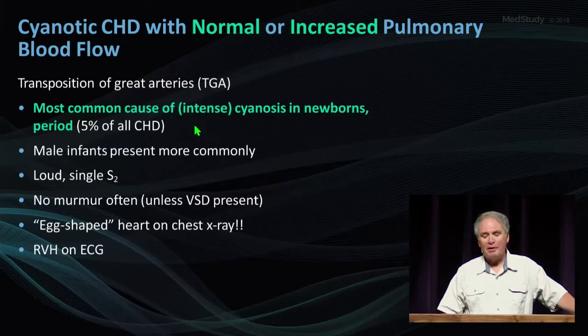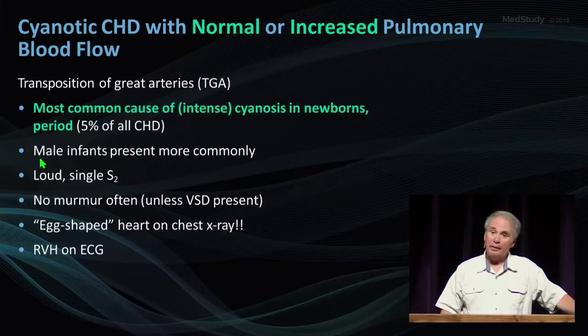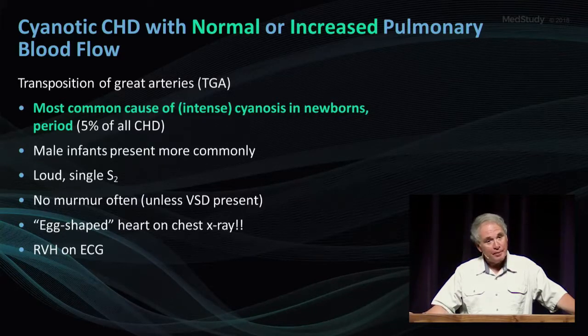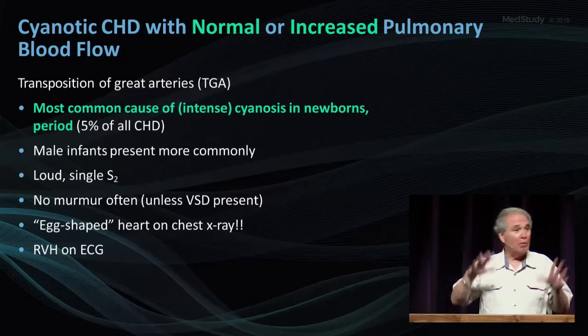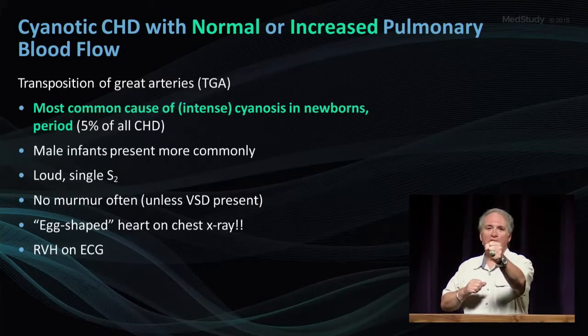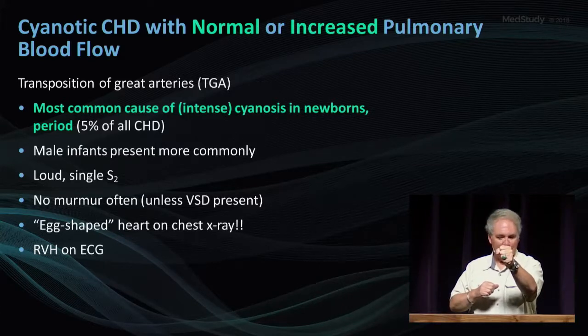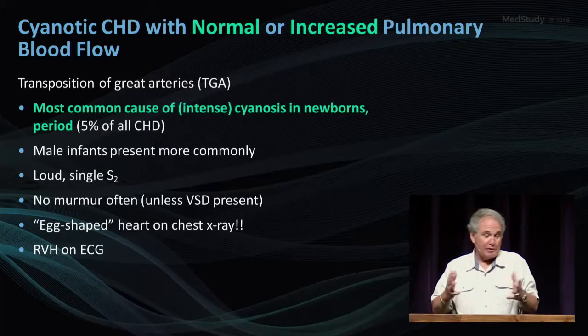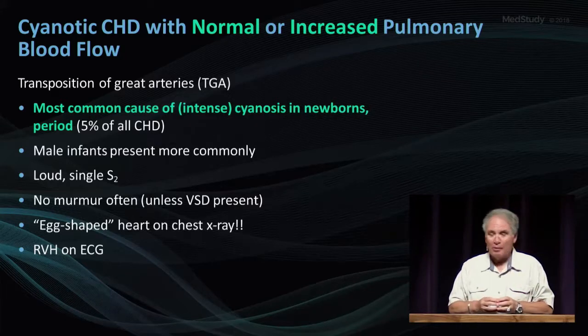It is the most common cause of intense cyanosis in the newborn period, 5% of all cases of congenital heart disease. Males are more common than females. On exam, usually no murmur, just a loud single second heart sound because the aorta is right under the sternum. Okay? And unless there's a VSD or something else present, no murmurs.